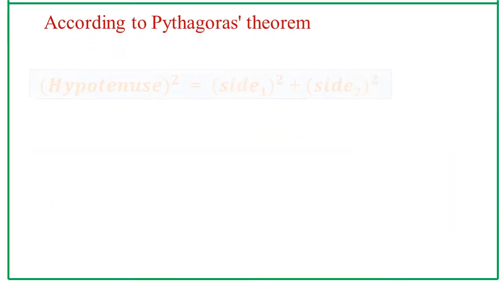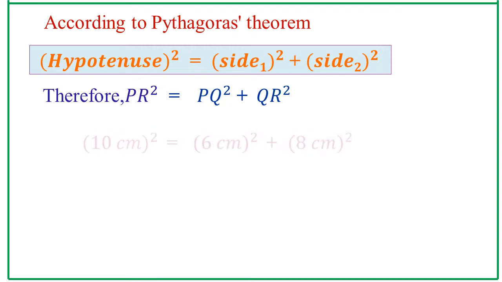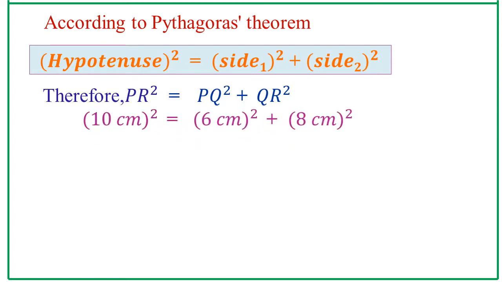According to Pythagoras theorem, hypotenuse squared equal to side 1 squared plus side 2 squared. Therefore, PR squared equal to PQ squared plus QR squared. We know the values PQ, PR, QR. So, substitute the values. PR 10 cm, PQ 6 cm, QR 8 cm. Now, PR squared means 10 cm squared equal to PQ squared means 6 cm squared plus QR squared means 8 cm squared.